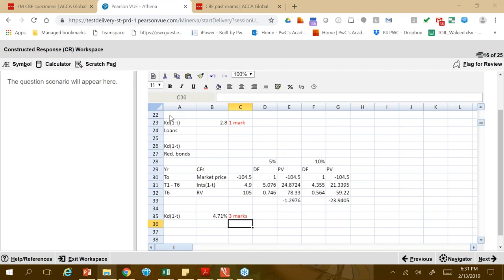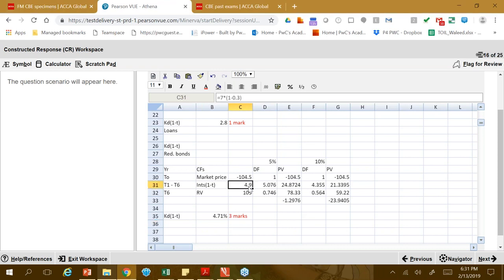Is market value always considered in DVM? Well, the market price of the share is always used in that rearrangement of the growth model. And the final question here is, can you go over C31? The C31 is here. So that is the interest, which is $7 into the 1 minus the tax.